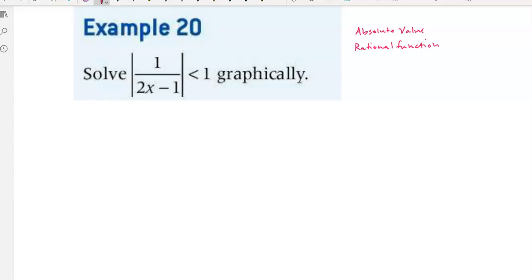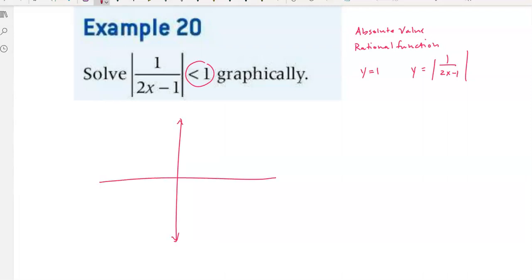So, once again, I'm going to sketch two things. I'm going to sketch y equals 1, this part right here. And then I'm going to sketch y equals the absolute value of 1 over 2x minus 1. And don't be scared about graphing things that are rational. All you have to do is figure out the asymptote, and then it's going to be the same business. And then just put some points in. And that's all you have to do. Okay, so, hey, you can get that y equals 1 perfect, right? I hope so.